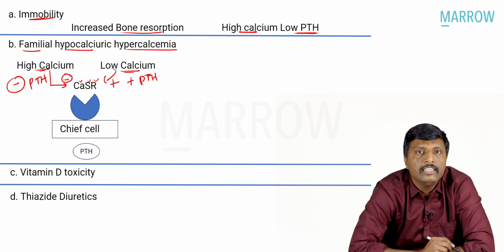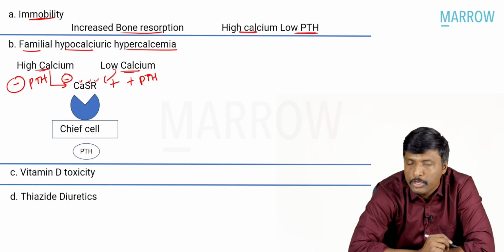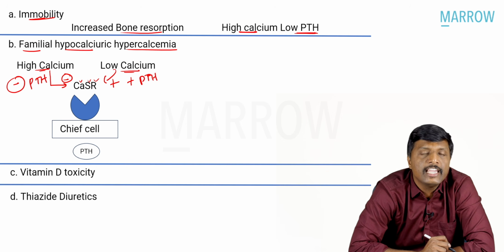Chief cells, calcium sensing receptor. Whenever there is high calcium, it inhibits this calcium sensing receptor, inhibition of PTH release. Low calcium stimulates this calcium sensing receptor, stimulation means there will be parathormone release.